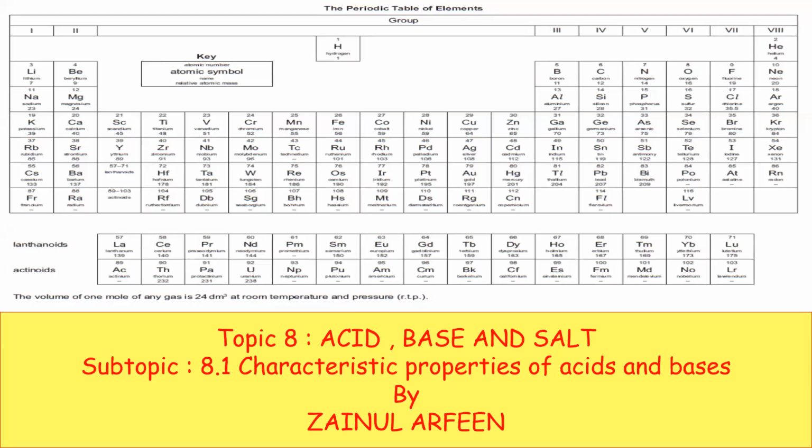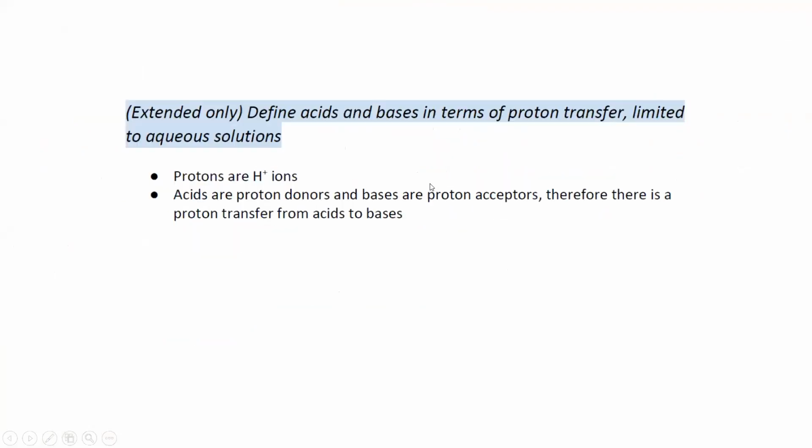Topic 8 is about acid, base, and salt, and includes the characteristic properties of the acid and the base. We already discussed what acids are. Acids are proton donors, meaning any substance which donates a proton we call an acid. For example, HCl: when we write it, the acid gives a proton, it gives H plus and Cl minus. Because it is donating a proton, we call it an acid.